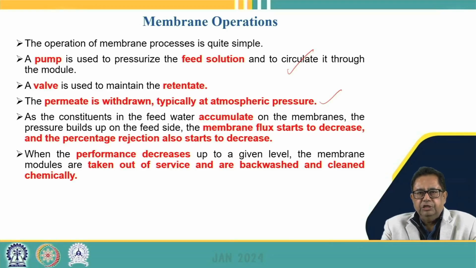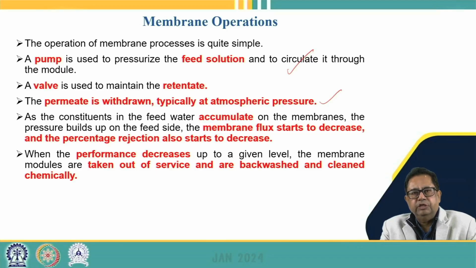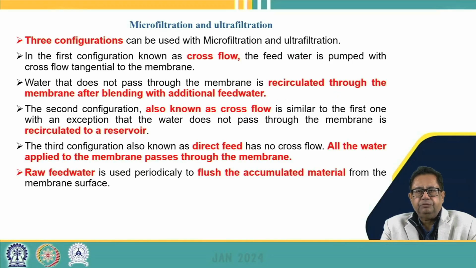So the performance decreases up to a certain level, and when the performance goes beyond a certain level, or when we see that the flux going out of the membrane has declined to very low values, for example, going below 20 LMH or so, then we take the membrane out of the system, backwash it, chemically clean it, and put it back into the system after being cleaned, so that the flux levels are enhanced and the blocked pores can be regained. Then we can put it back into service.